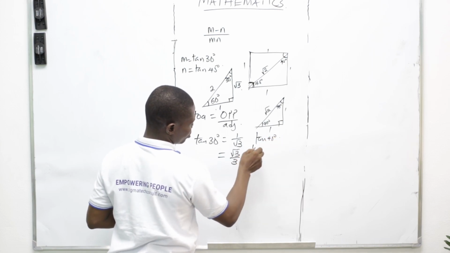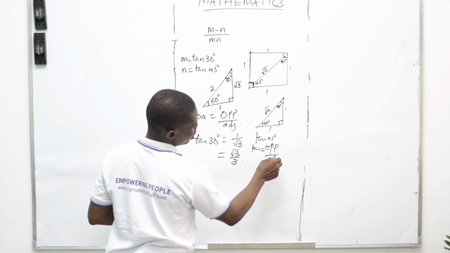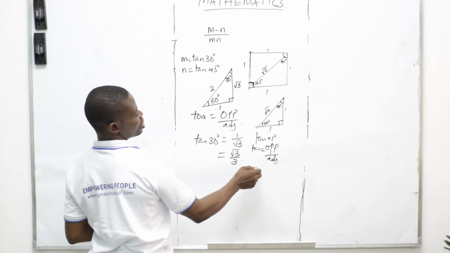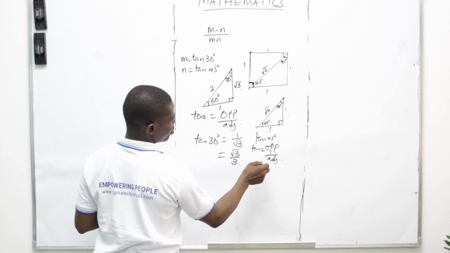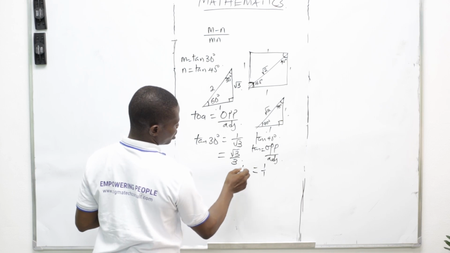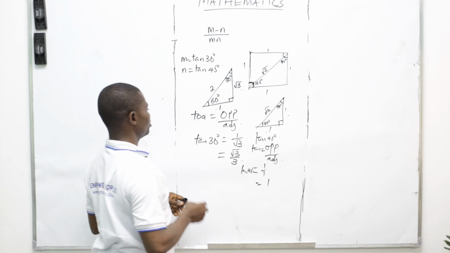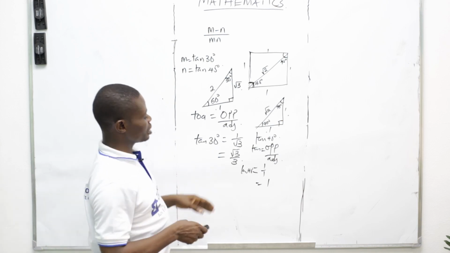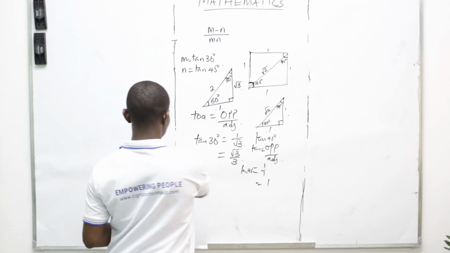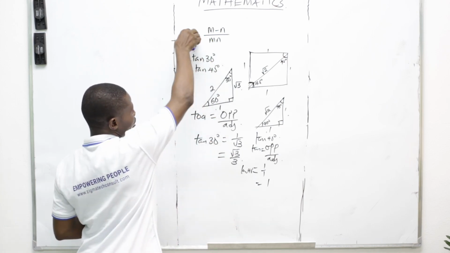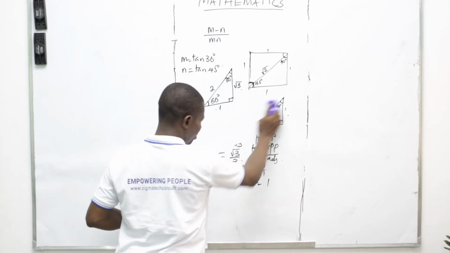So ask yourself, tan 45 degrees. Tan equals opposite all over adjacent. So what is our opposite here? 1. What is the adjacent? 1. Meaning 1 over 1. Tan 45 equals 1 over 1, meaning 1. Now we have that tan 45 is 1 and that tan 30 is root 3 over 3. We are going to apply them in solving the question given to us.